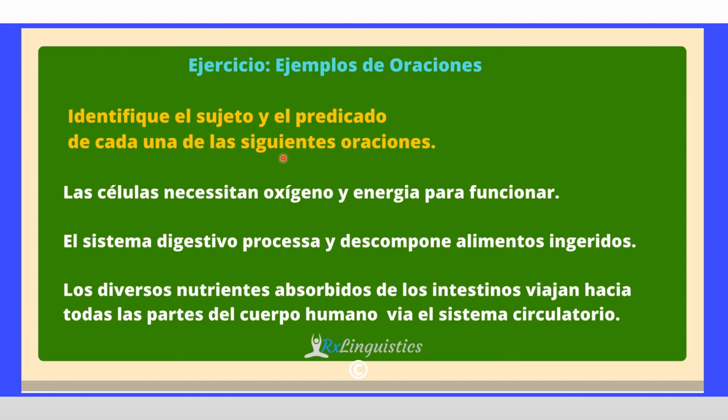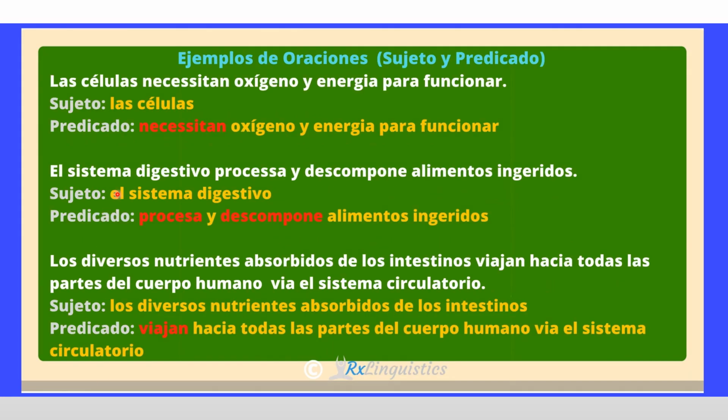So, same sentences that I read to you before. Now, you're going to be introduced to the structure of Spanish sentences. You see here, same sentences, but in this sentence, you see the subject is las células. The predicado is the verb plus the object. And the verb, I put the verb in red. The verb here is necesitan.